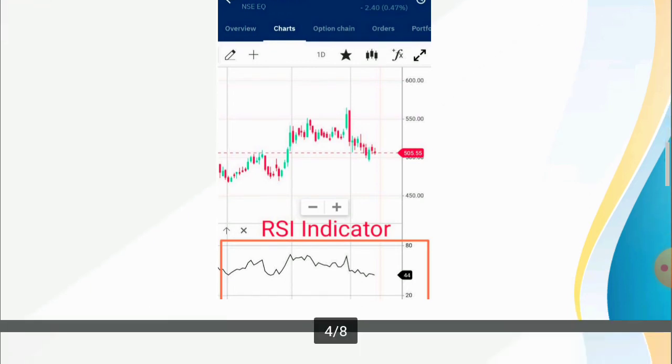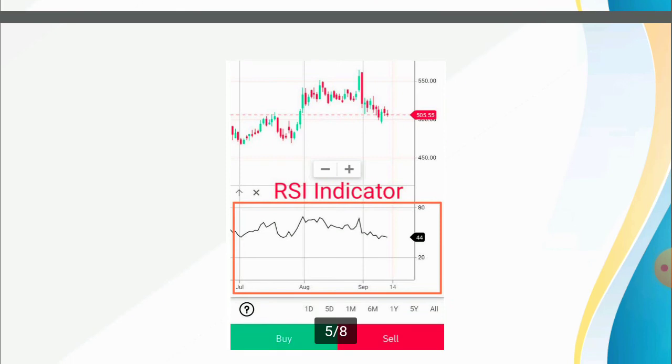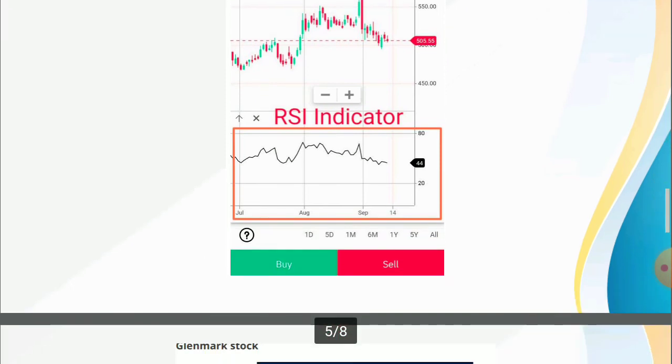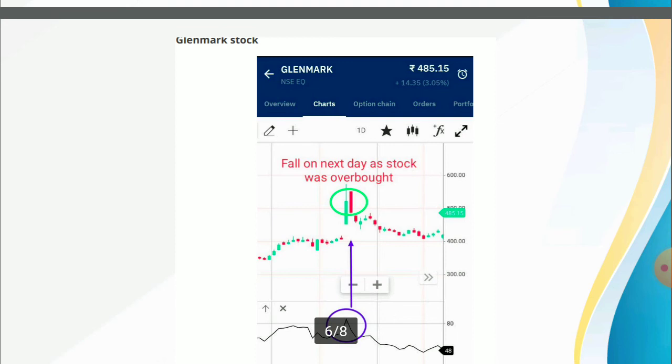Glenmark stock. It was due to the news that Glenmark was super bullish, and due to the same bullishness, anyone might come up with a target of 600, 650, or even more in the coming days. But check the RSI; it was above 80, which clearly suggests the stock was overbought, and that's why the stock made a sharp fall the next day.